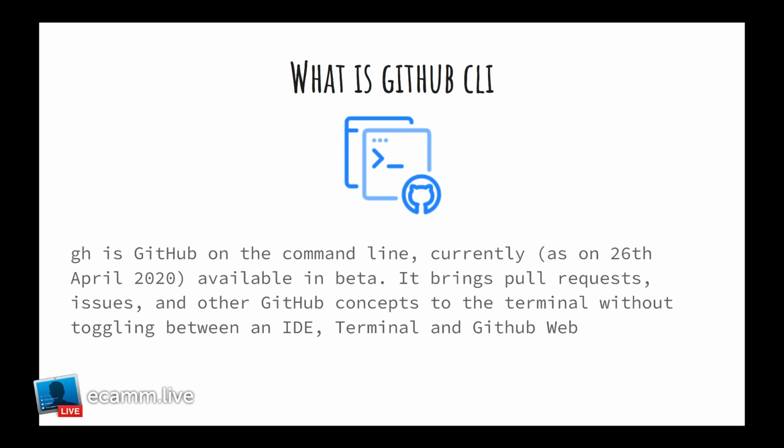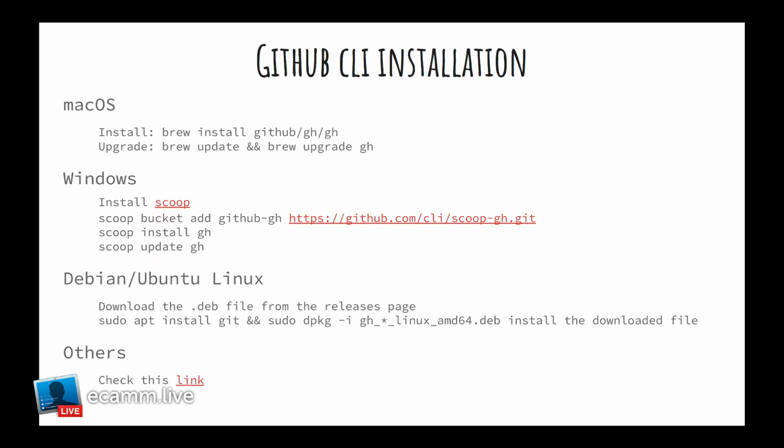The advantage of using this particular GitHub CLI versus the previous old ones is that this CLI brings pull requests, issues and other GitHub concepts right into your terminal, without the need of toggling between your IDE, your GitHub web, or your terminals, right? And the installation is also pretty straightforward.